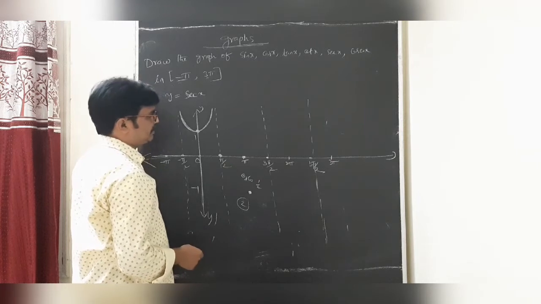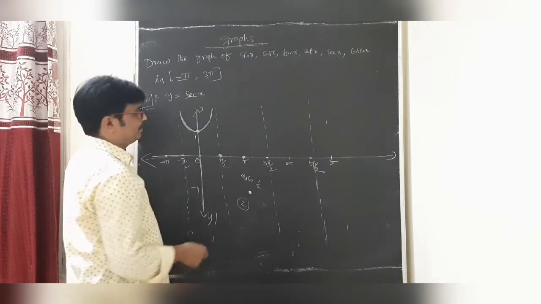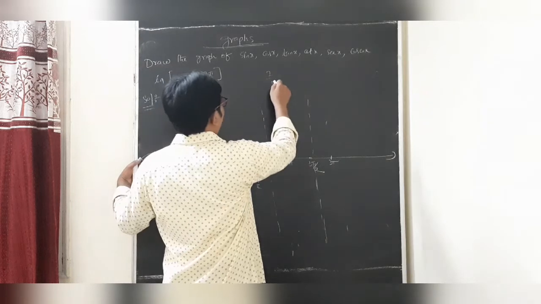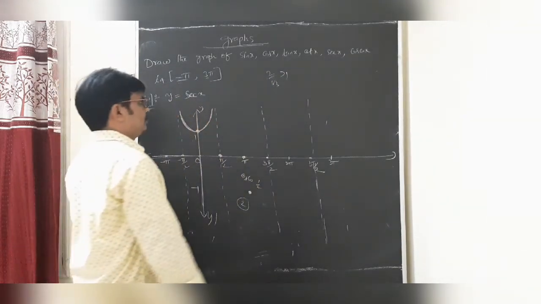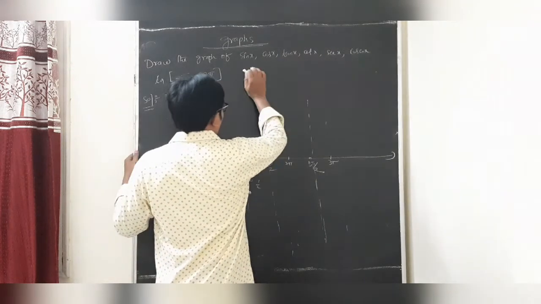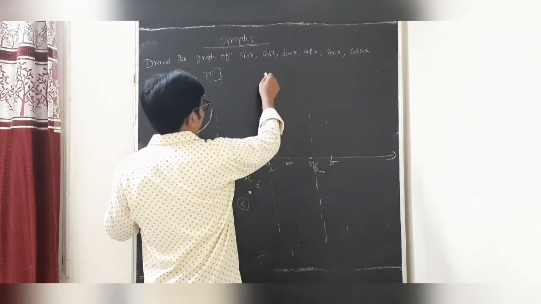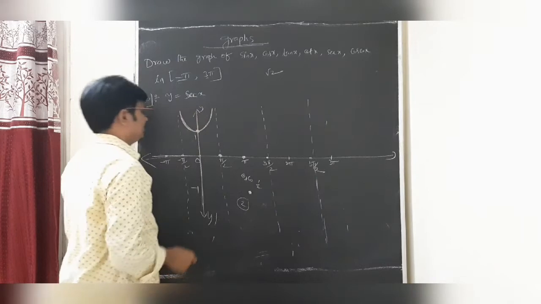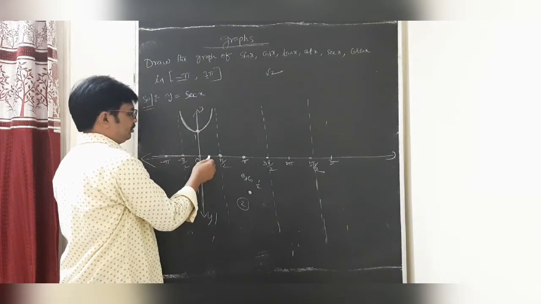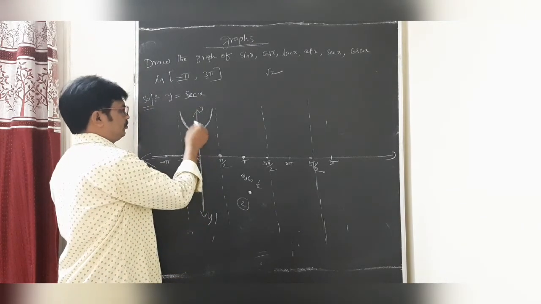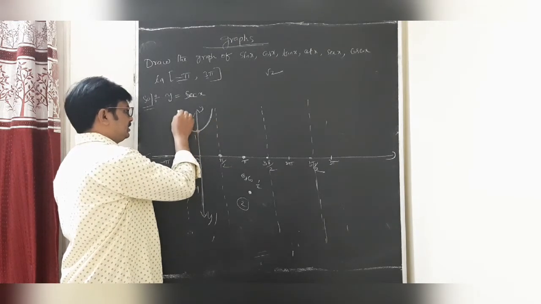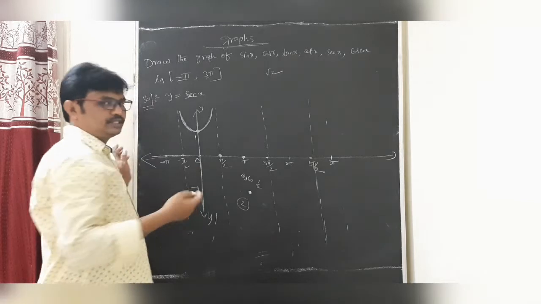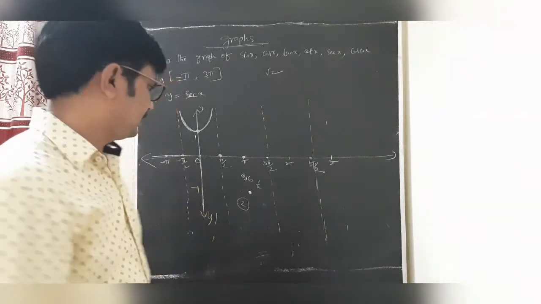Suppose cos 30 value is √3/2, but secant 30 is 2/√3. Undoubtedly this is also greater than 1. We know that cos 45 is 1/√2, secant 45 is √2, that is 1.414. Similarly, cos of minus θ is also cos θ, and secant of minus θ is also secant θ.